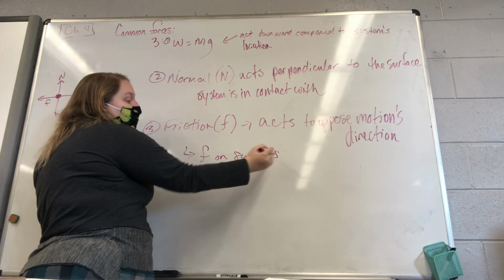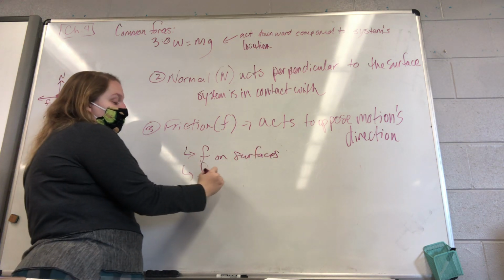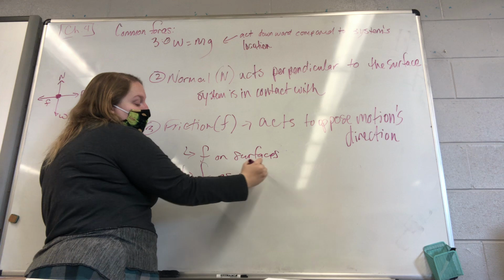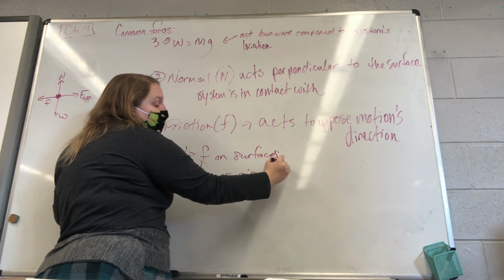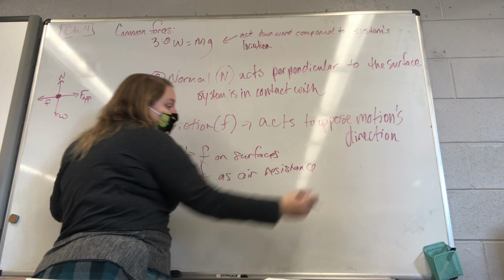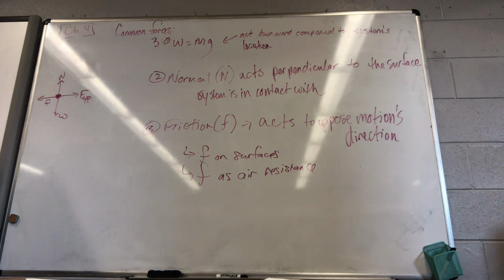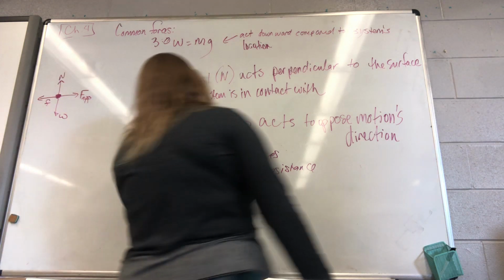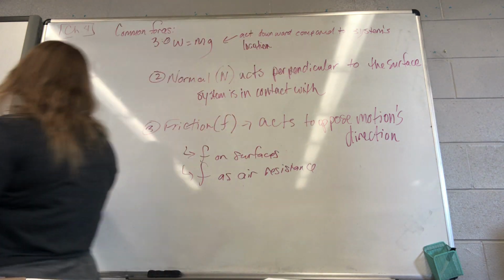We talked about friction on surfaces. We have investigated, but for the most part ignored, friction as air resistance. So we've kind of talked about it. We can insert air resistance and just call it a type of friction, as long as we understand that friction always acts opposing motion. Okay? So those were our common forces. Other forces that were discussed.